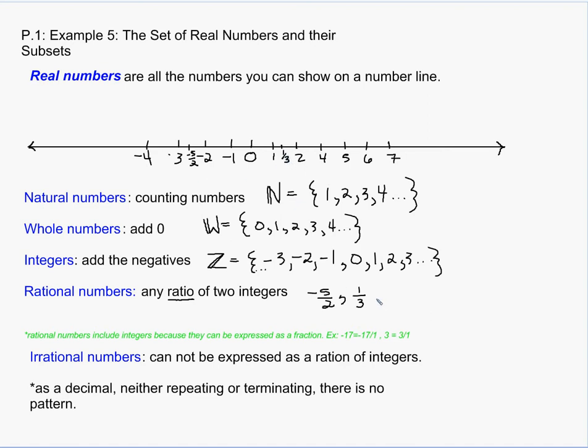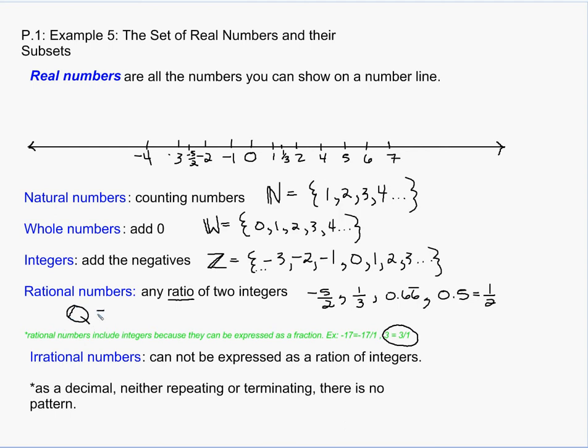They can also be decimals, as long as the decimals are repeating. So for instance, you'd want to have something like 0.66 where it's all repeating, or something that terminates. So for instance, 0.5 is equal to a half as a fraction. Therefore, 0.5 is also a rational number. So these are all examples of rational numbers. As long as they can be expressed as a ratio of two integers, then you know you have a rational number. The symbol for rational numbers is a Q.